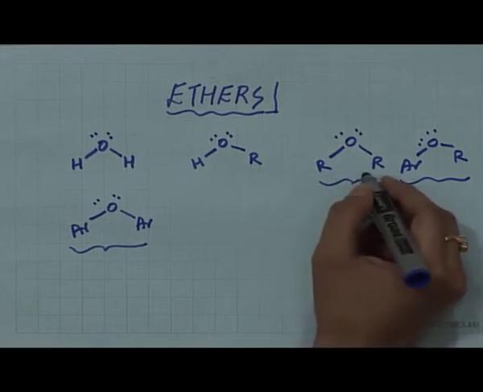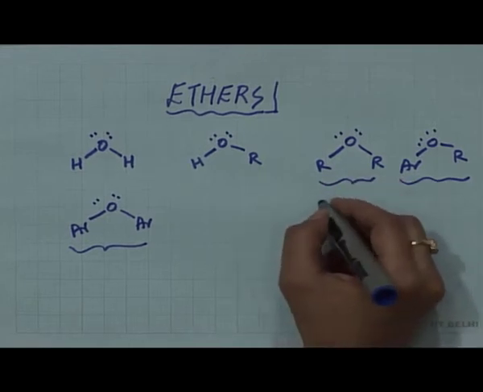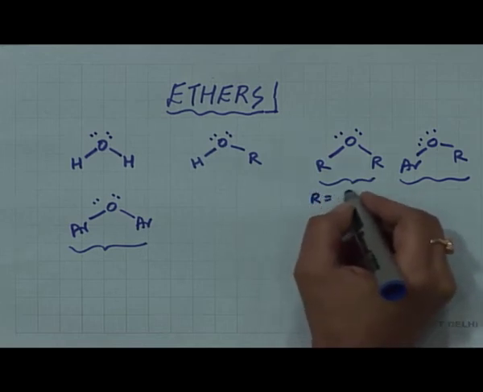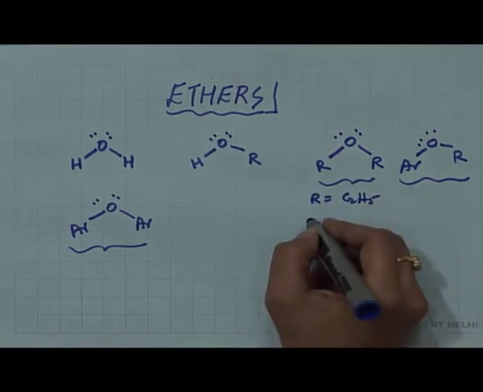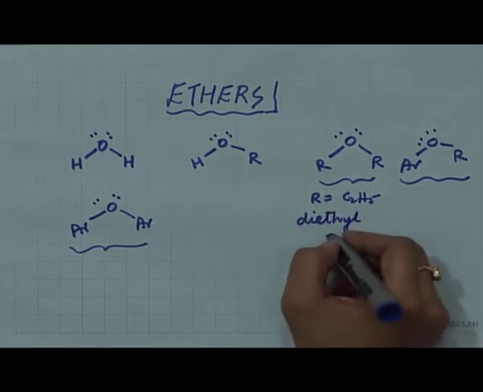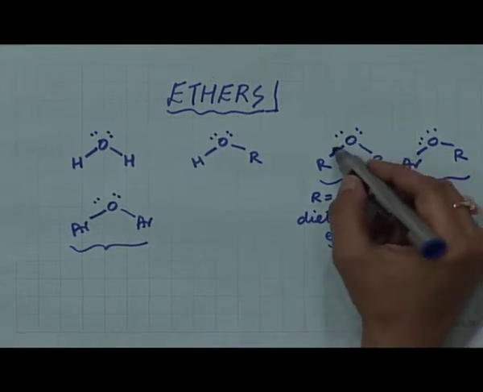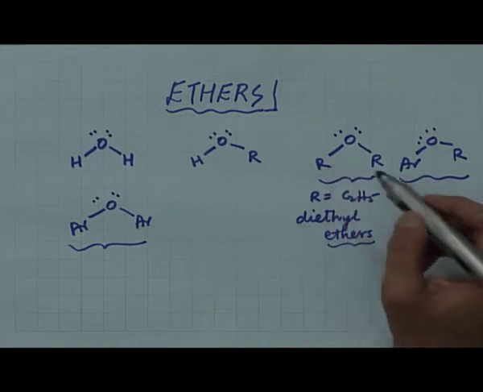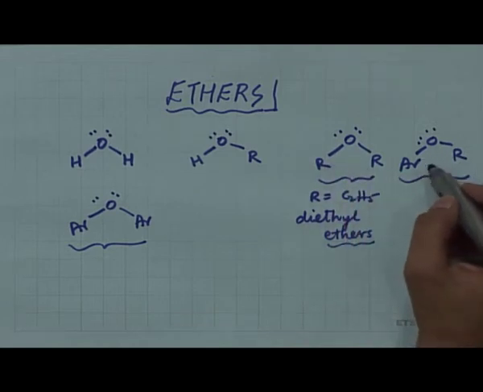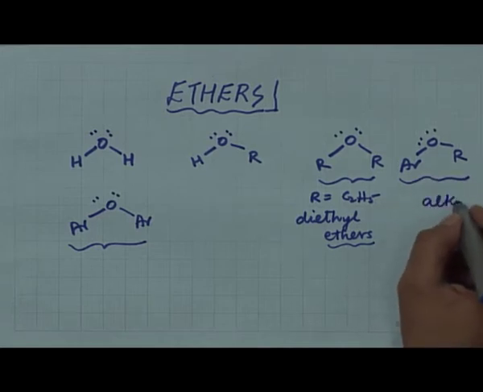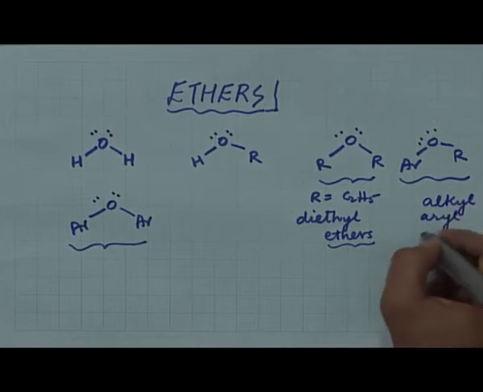If it is substitution by dialkyl, you call it a dialkyl ether. For example, if R is an ethyl group, you call it ethyl ether or diethyl ether. These are a new class of functionalities in which the hydrogens of water have been replaced by R. If you replace one of the hydrogens by an aryl group, it becomes an alkyl aryl ether. So, this is an example of an alkyl aryl ether.